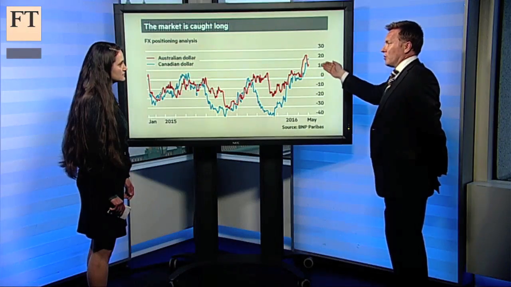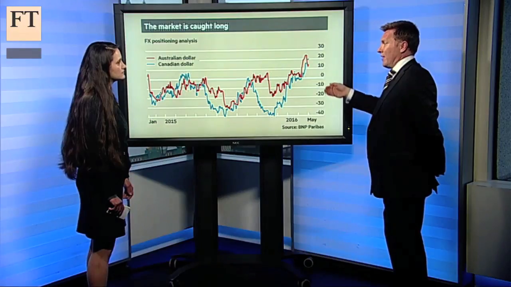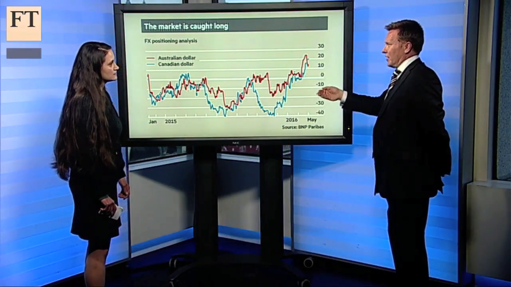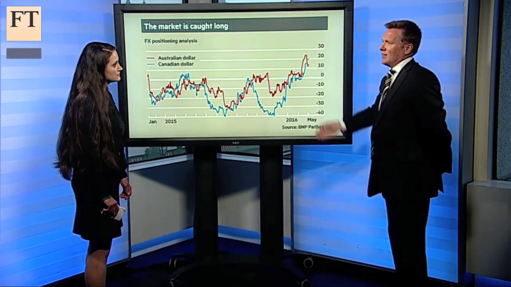The reason we say caught is that if commodity prices do fall back, which they're starting to already, and it's consistent with our expectations, the market will then scramble to reduce these long positions, and that will accelerate the move to the downside for both the Australian dollar but also the Canadian dollar.